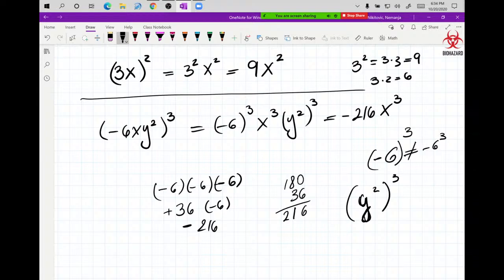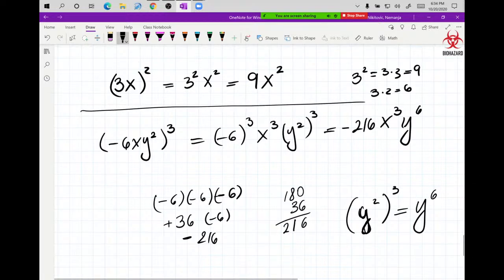And what's happening with this y squared cubed? Y to the 9th power. Oh no, I'm sorry. 2 times 3 is 6. Y to the 6th power. Yes, y to the 6. And there we go. That's it. I don't need this either.